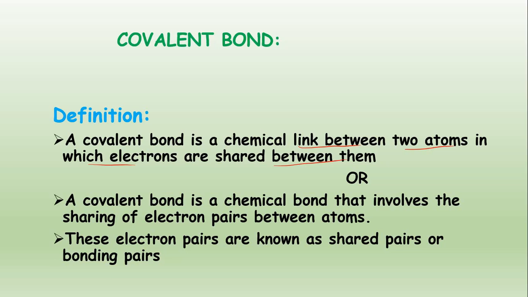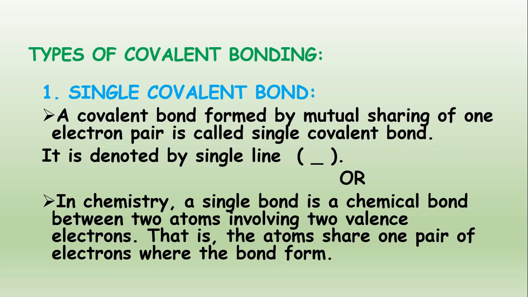A covalent bond is a chemical bond that involves the sharing of electron pairs between the atoms. These electron pairs are known as shared pairs or bonding pairs. They are involved in the chemical bonding. Now let's look at the types of the covalent bond. Based on the sharing of electrons, there are 3 types of covalent bond: one is single covalent bond, second is double covalent bond, and last is the triple covalent bond.